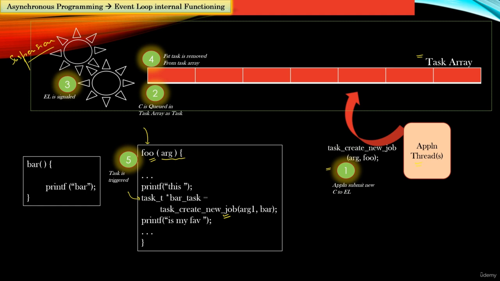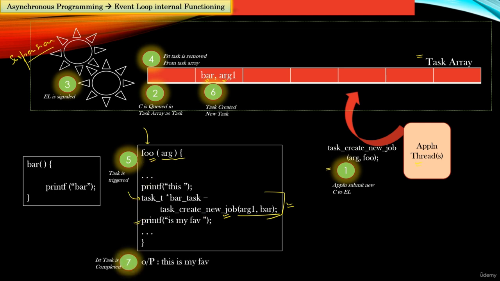So in step number 6, a new task is created and submitted to the event loop task array again. This computation has a function called bar and the argument is represented by arg1. Alright? So in a way, you can say that a computation can give birth to other computations. In this line of code, we are creating a new computation and submitting it to the event loop thread again. And then this function foo runs to completion by printing the printf statement. So step number 7 generates an output.